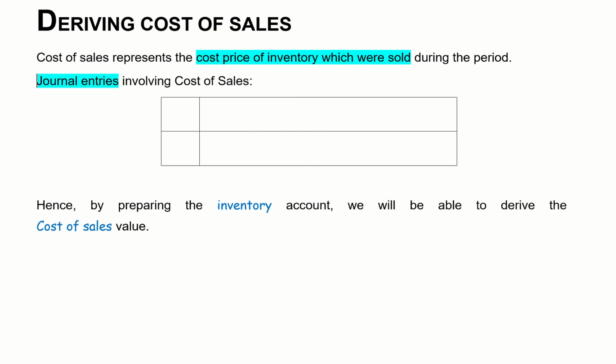So when there's a cost of sales, what is the double entry that is involved? Basically, you have to debit cost of sales, which means you have to increase cost of sales, and you have to credit inventory, which means you have to minus away the inventory. Therefore, by preparing the inventory account, you will be able to find out the cost of sales value.